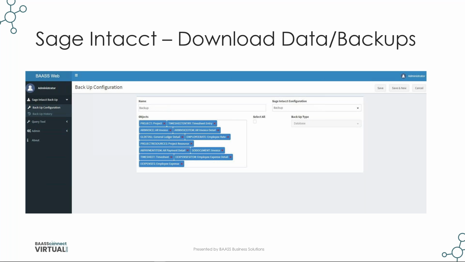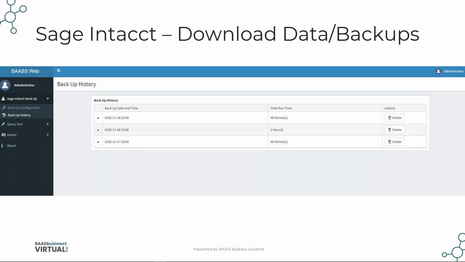This is just an example of Sage Intacct data where I've selected specific entities from Sage Intacct to back up. That's because I wanted to run an employee utilization report, so these are the specific objects that I've selected. This is how you would pick and choose what you need to back up for your reporting purposes.